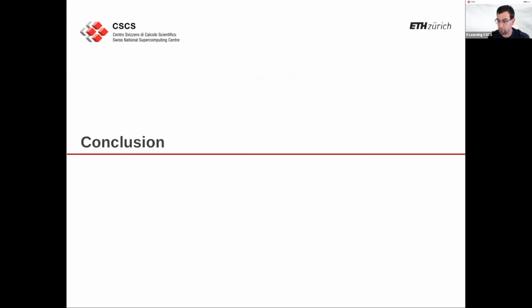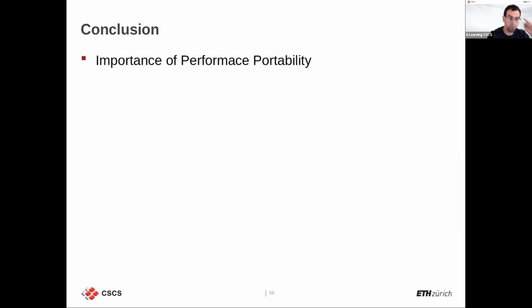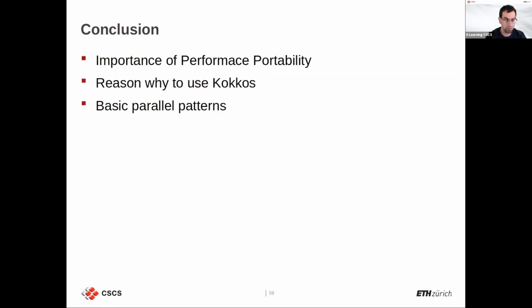So I will draft the conclusion of what I explained in this last hour and a half. We have seen the importance of performance portability: writing one code, but a code that can run efficiently on multiple architectures. This is the reason why we are currently using Kokkos, and probably in the future many more people will use Kokkos.